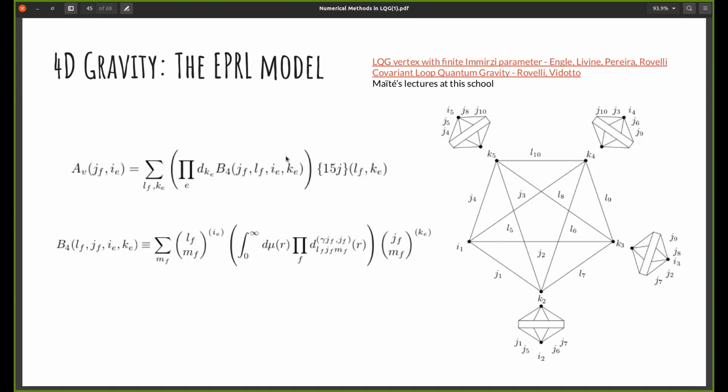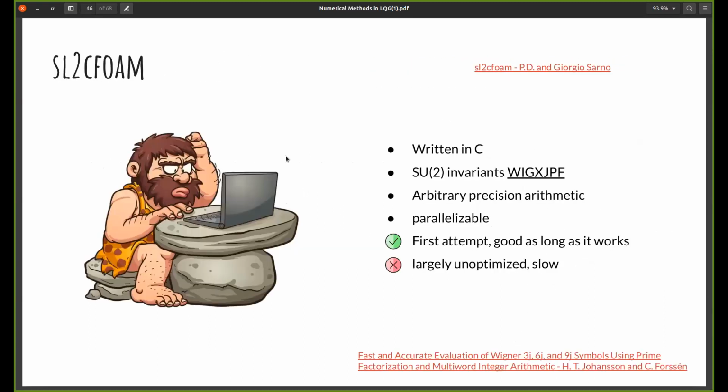Okay, so how do you numerically compute this? Using libraries that we wrote in the last three years, expending a lot of energy. So let me very briefly introduce you to the two libraries that we use. The first one is sl2cfoam, that is the prehistory. The first one that we built is written in C. The SU(2) invariants are computed using the wigxjpf library that I told you about before.